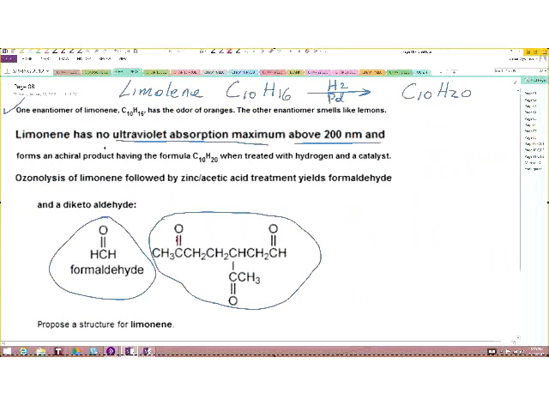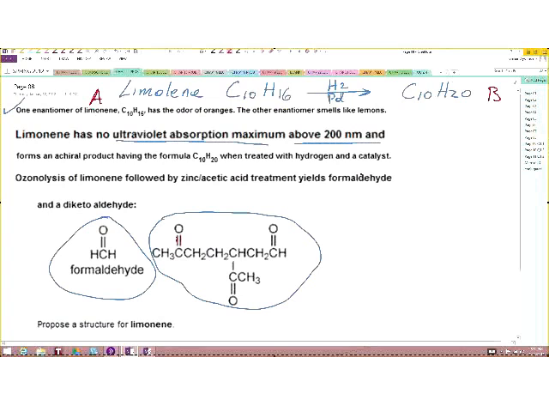Okay, so now they told us limonene has no ultraviolet absorption maximum above 200, because the ultraviolet absorption is between 200 and 400. What they've told us here is that limonene is not a conjugated molecule. Okay, very good. Now, they also told us that limonene, when it undergoes hydrogenation, gives this molecule here. Let us call limonene molecule A, and the product of hydrogenation, molecule B.